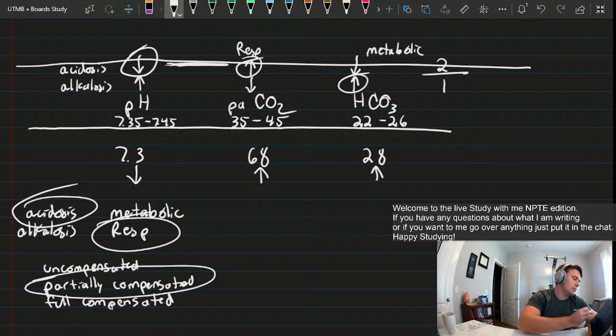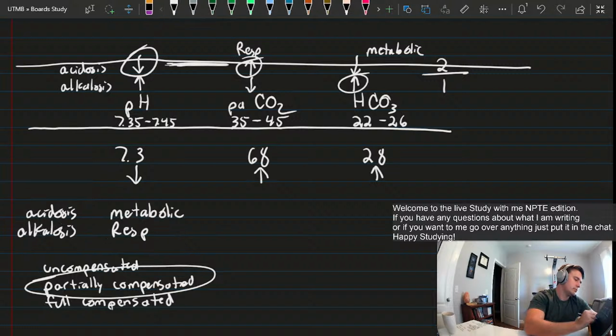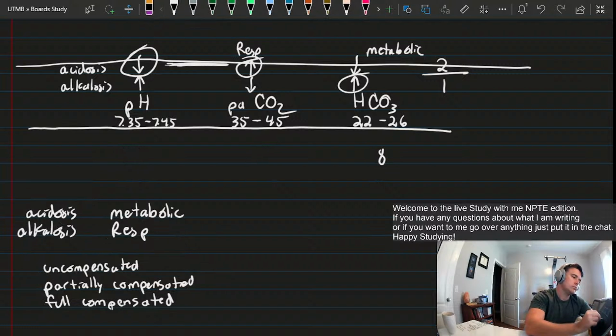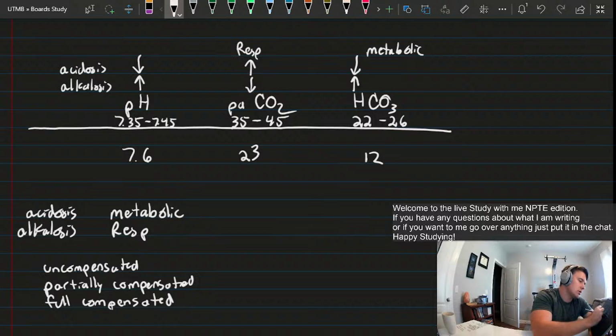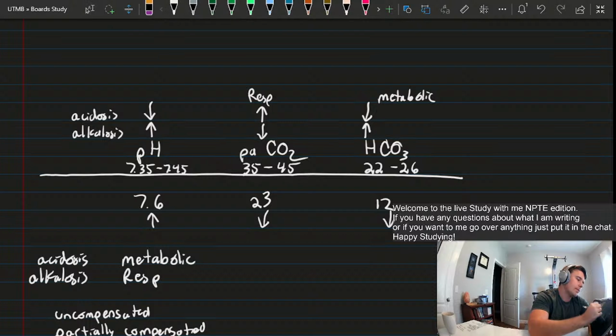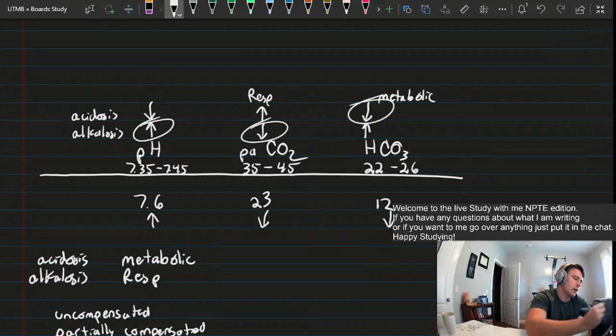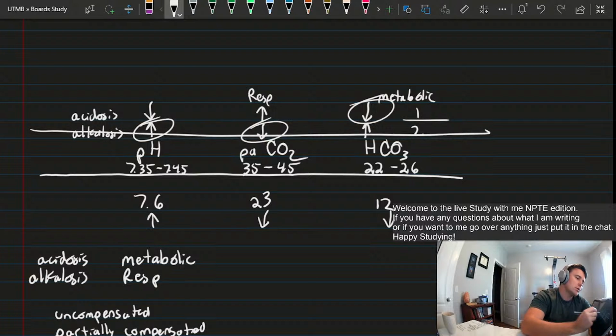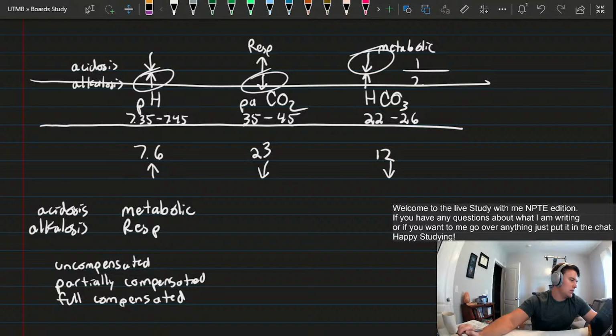So question number 2. Okay, so this is high, this is low, and this is low. So you go up, down, and down. Again, you've got 2 and 1, so you just draw your line. So this is going to be respiratory alkalosis.